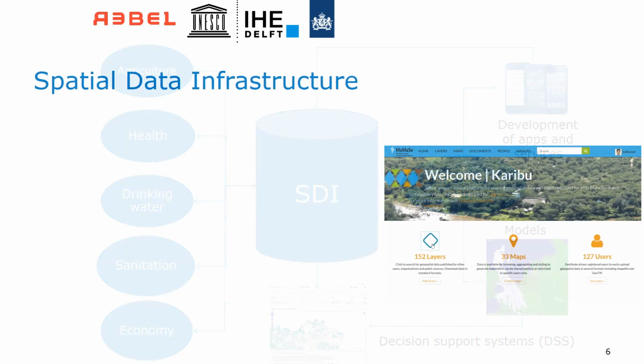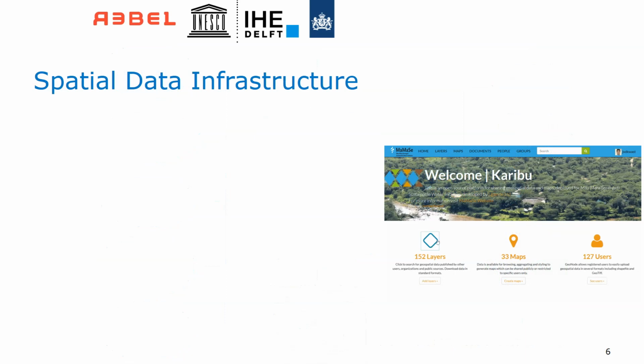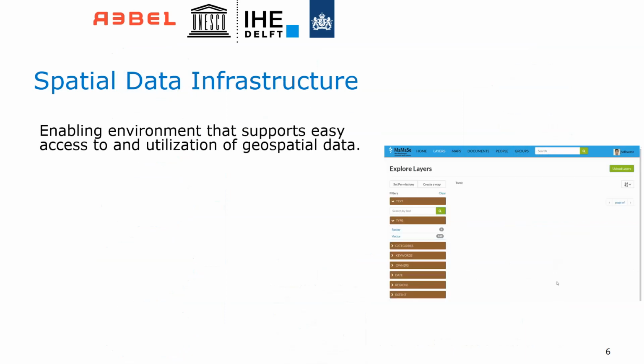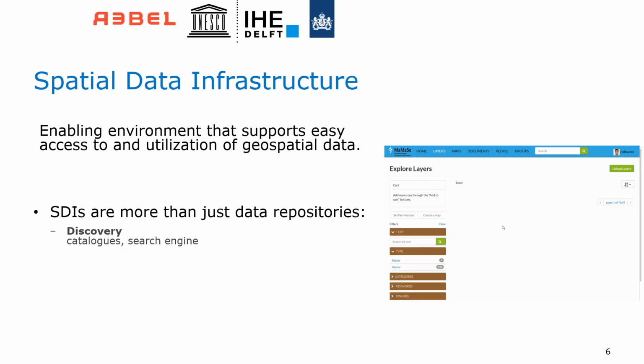So how can we define spatial data infrastructures? Well, it is an enabling environment that supports the easy access to and utilization of geospatial data. But it's much more than just data repositories. In the 90s, we already had projects that have set up data portals, data clearinghouses, data warehouses, and they were called databases. But a database is just a part of a spatial data infrastructure. A spatial data infrastructure is much more than just a database.